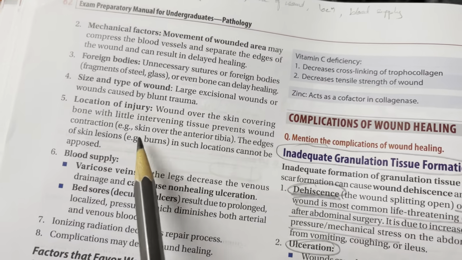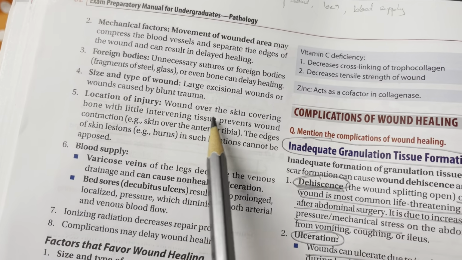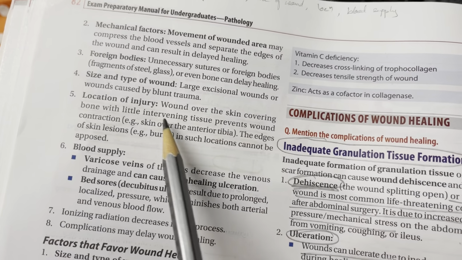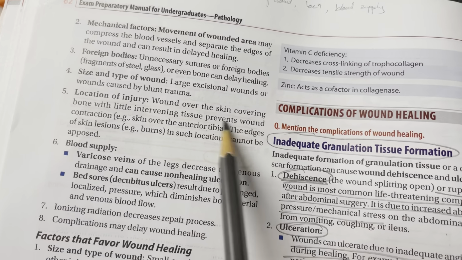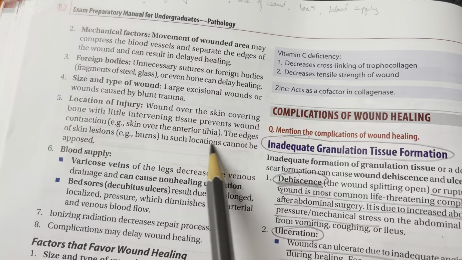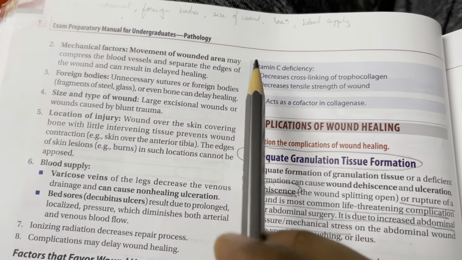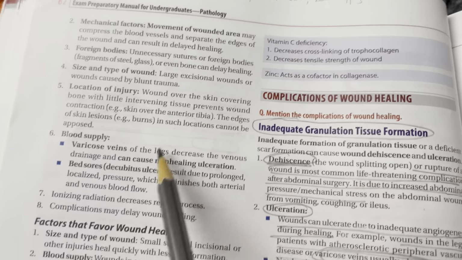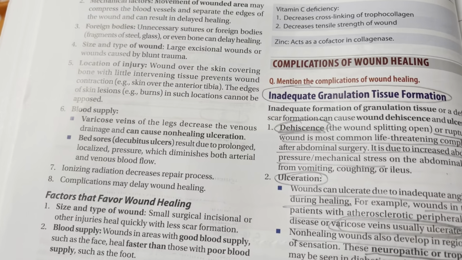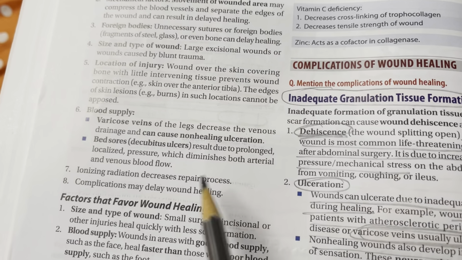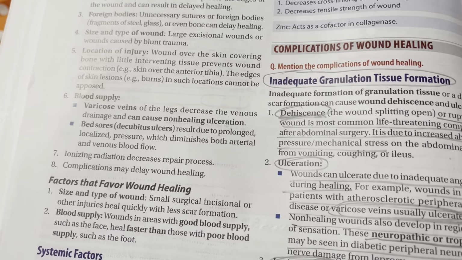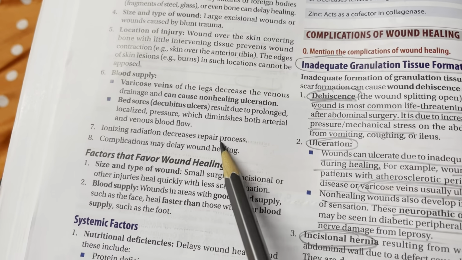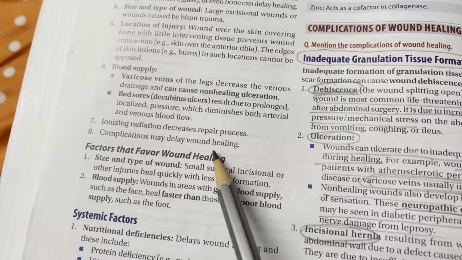And the location again. Especially if the wound is over skin covering bone, such as on the anterior tibia, there is little wound contraction. It prevents wound contraction. The edges of the skin lesions in such locations cannot be opposed. Then again, blood supply. Varicose veins of the legs decrease venous drainage and can cause non-healing ulcers. Bed sores also can diminish both arterial and venous blood flow. Radiation decreases the repair process, and complications may delay wound healing.